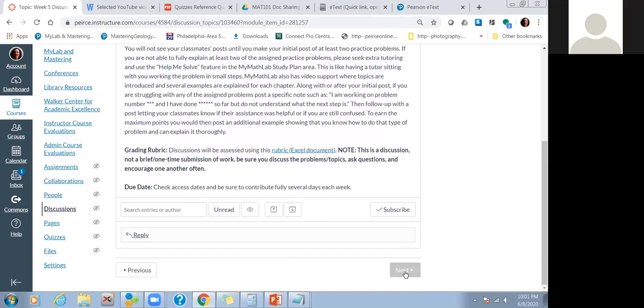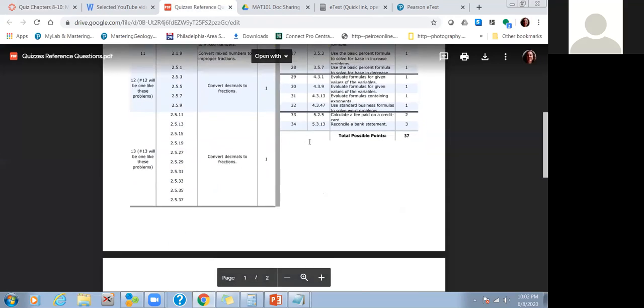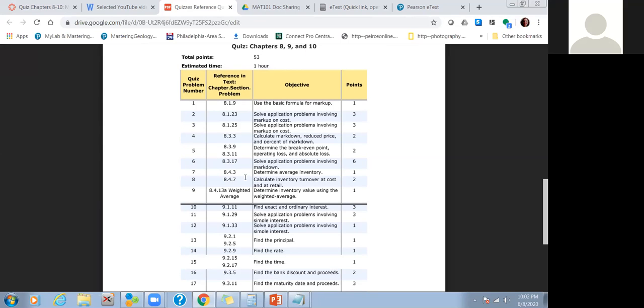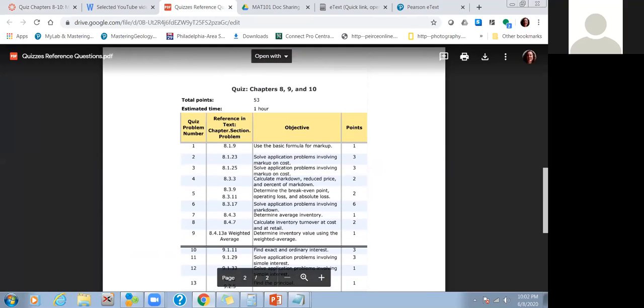So also this week is your second quiz. Keep in mind that you can pause the quiz. You have the save for later option, but you have to work the problem that's on the screen in front of you, and instead of going to the next problem, then you can do the save for later at that point. You have the quiz references questions here, so you can take a look at what to expect and decide, okay, I'm going to do all the chapter 8 problems, then I'm going to pause it. Then I'm going to do the chapter 9 problems. You have your choice to pause it more than once.